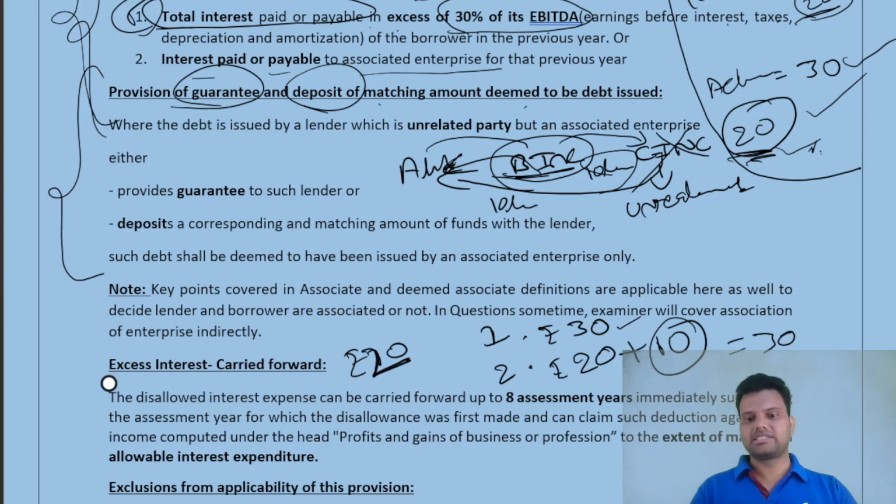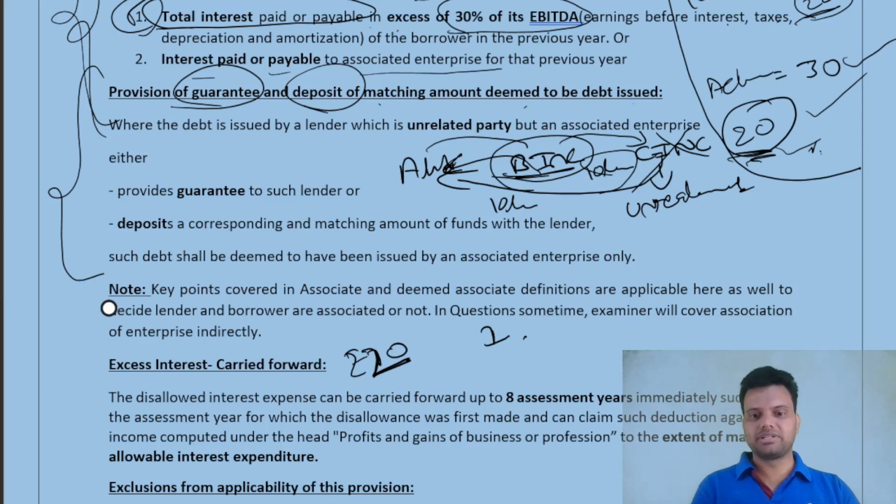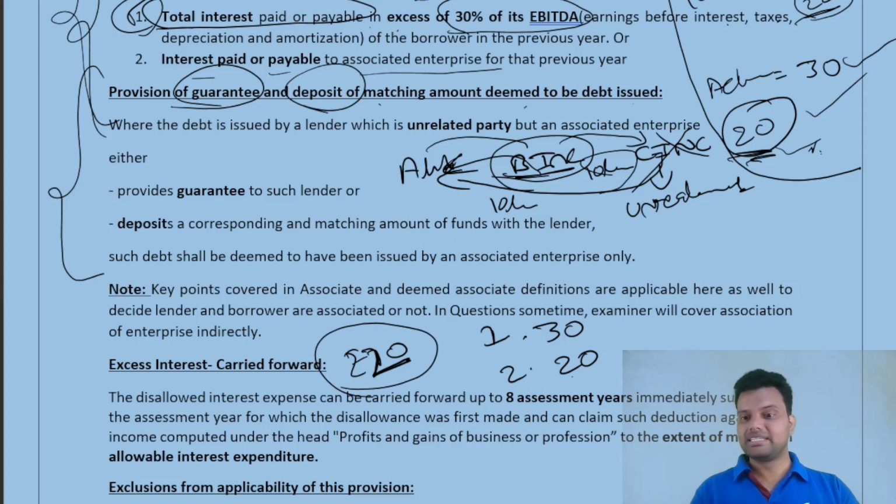Let's revise our example. It is 30 here, it is 20 here. Now my actual interest is lower than condition number 1. I have a 10 balance here, but my disallowance is how much? 20. In this case also, I can take at most 20 plus 10. So in no case should my deduction be higher than condition number 1, that is total interest minus 30% of EBITDA. The extra 10 rupees left over, I have to carry forward to next year, because I have the 8 years gap. 8 years time is there. Okay, this is all about disallowance and the excess interest carry forward.